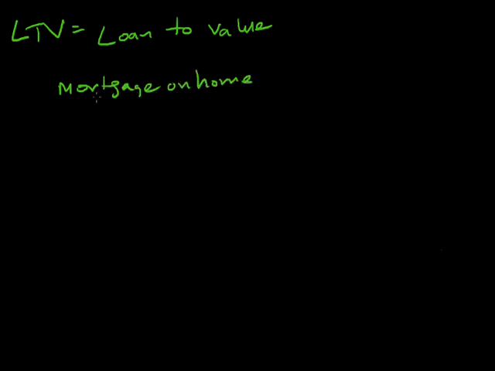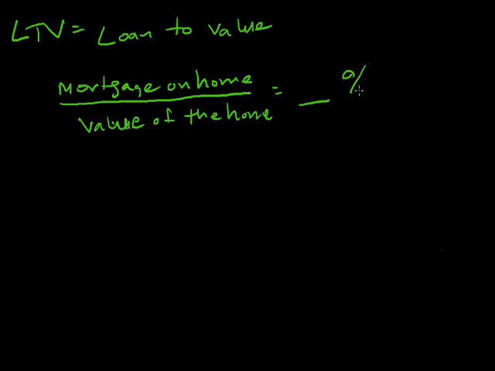So let's start with LTV. That stands for loan to value. Really what we're talking about is the mortgage on your home divided by the value of the home, and that's going to be expressed in a percentage. So when you're buying, obviously this is going to be the amount of the loan divided by the price of the home.